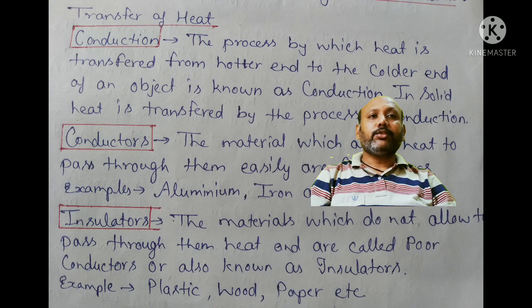Insulators. The materials which do not allow heat to pass through them from one end to another are called poor conductors or insulators. Some examples are plastic, wood and paper, etc.